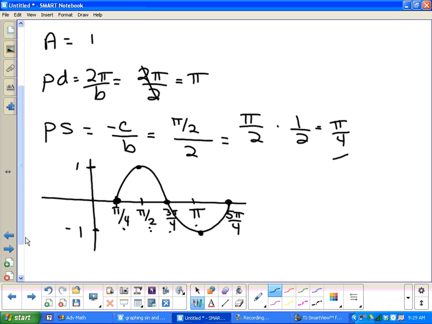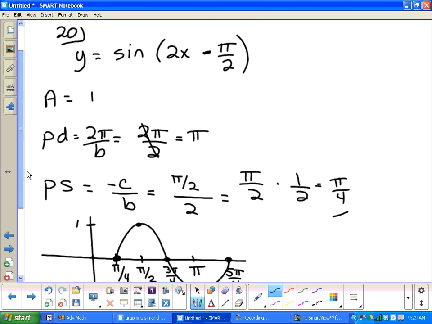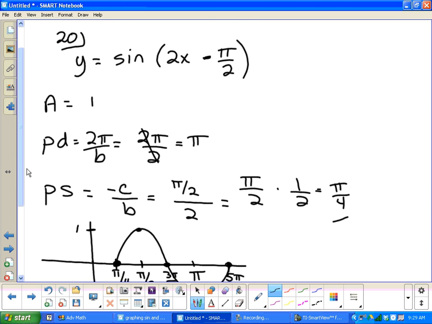Do what now? Yeah. So it's the sine curve. That's why we started it.